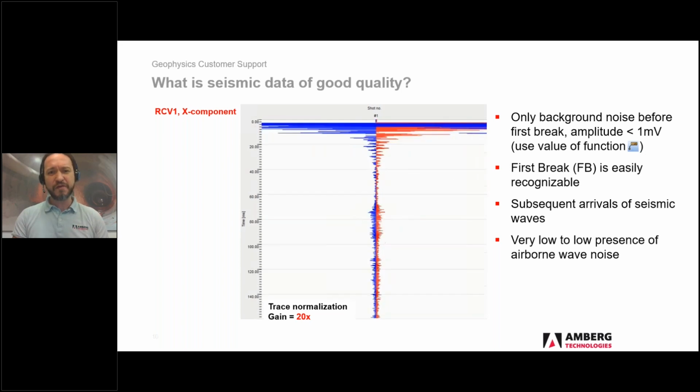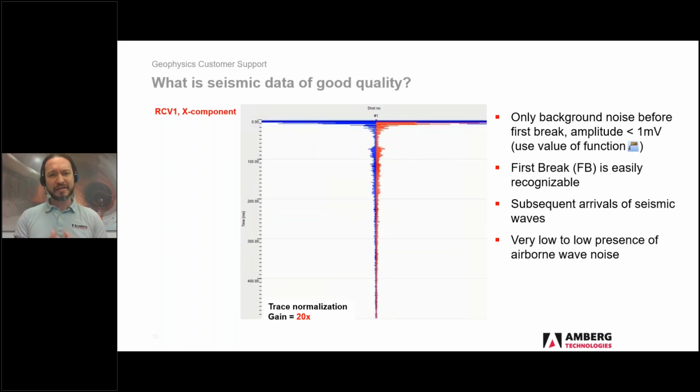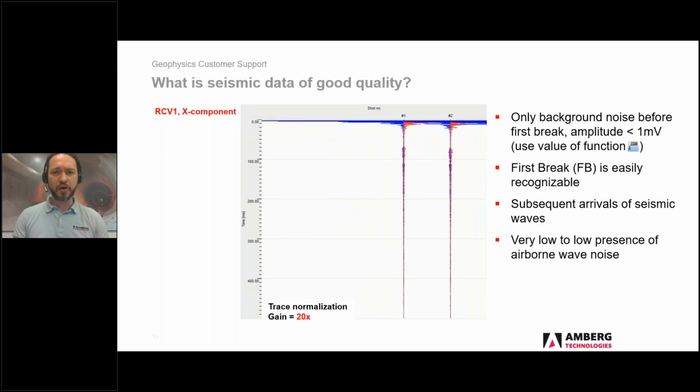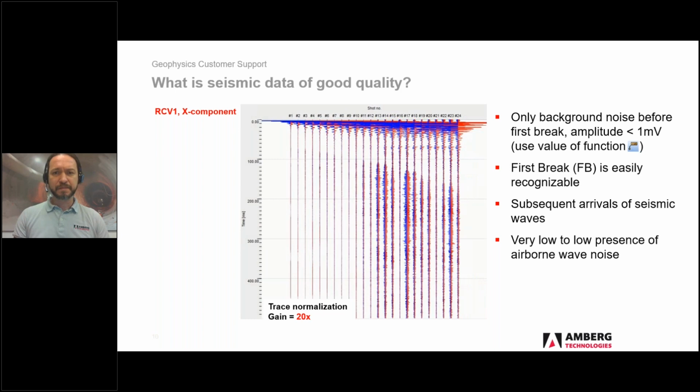Now let's move even more. Let's see the entire data set in 500 milliseconds. Now I will show you all the shot holes. Now you see here we have the 24 shot holes. We are still at a gain with a factor of 20. And we can still see the low to very low presence of the airborne wave in this red area.